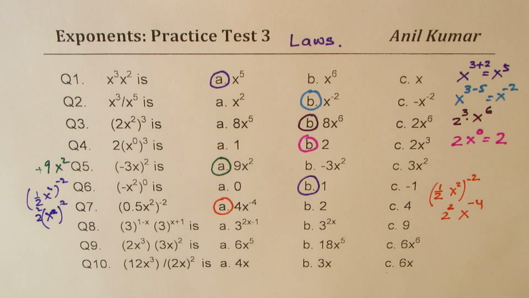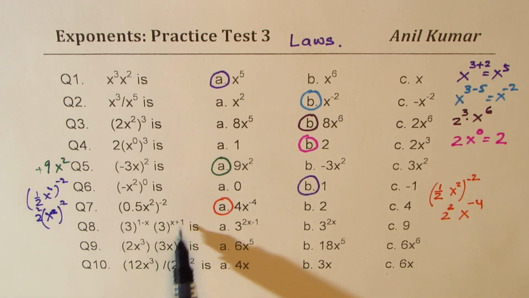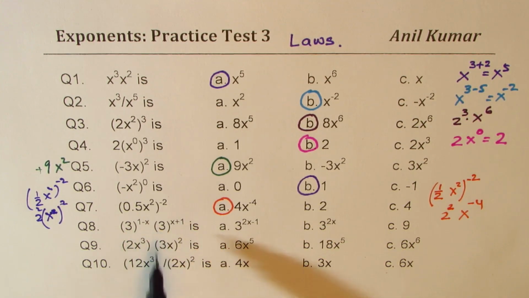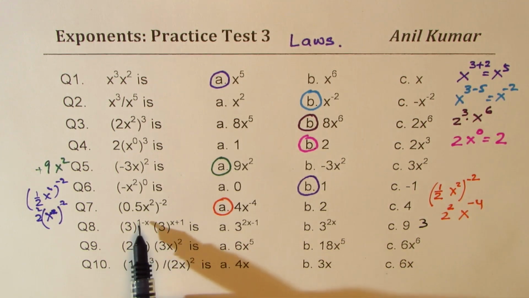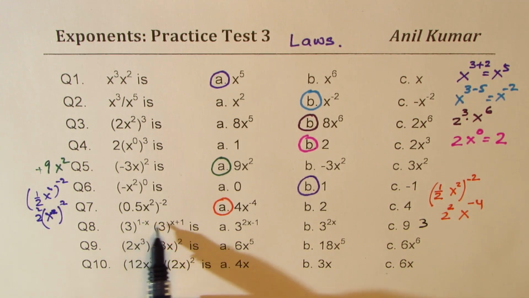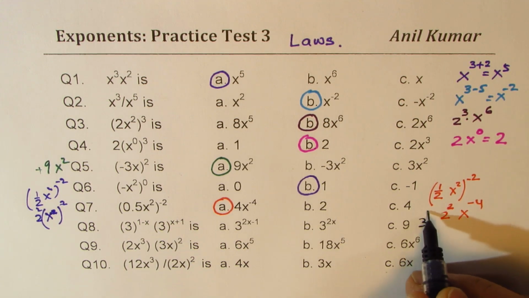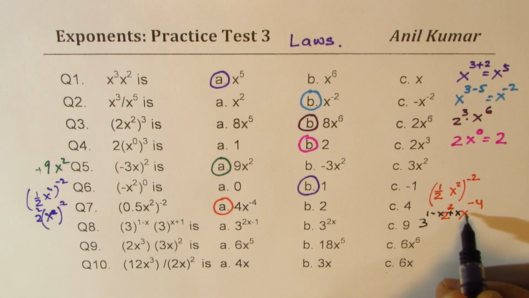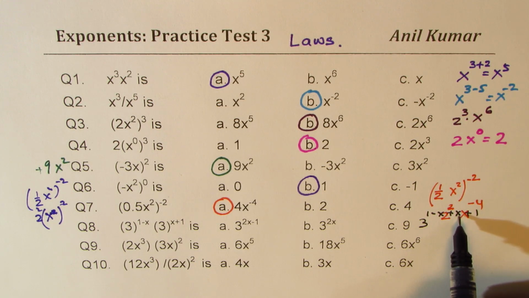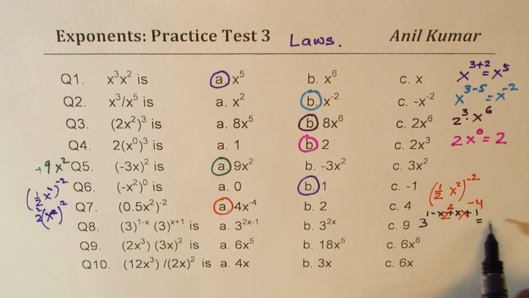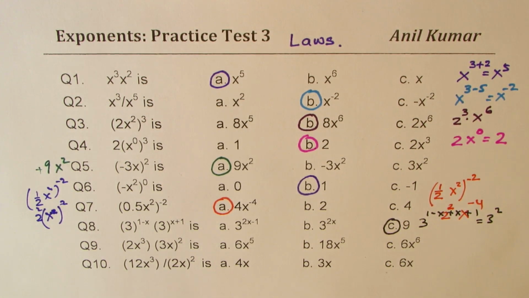Question number 8. 3 to the power of 1 minus x times 3 to the power of x plus 1. So 3 is the common base. So basically, at this stage, you just add them up. 1 minus x plus x plus 1. Now, minus x plus x is 0. So you get 1 plus 1, which is 3 squared. 3 squared is 9. So option C is the right option.